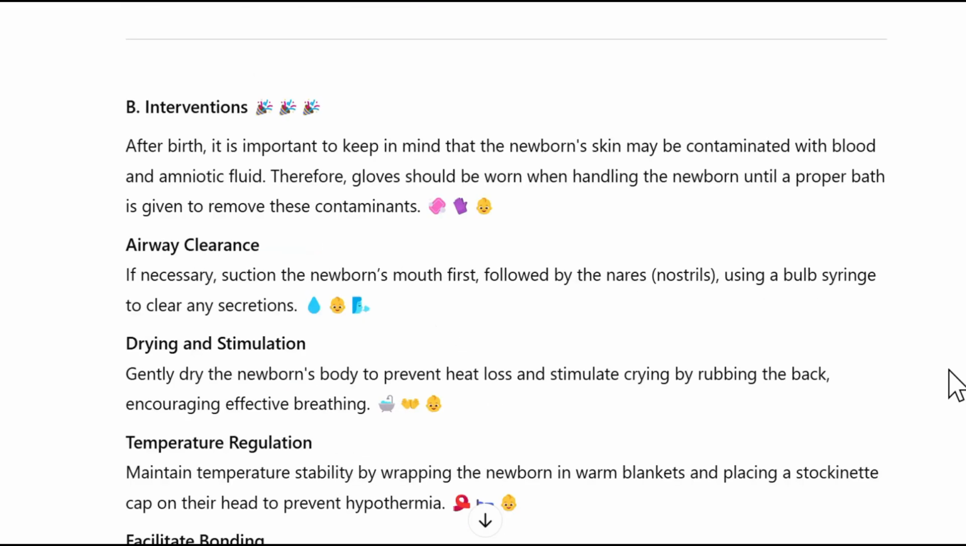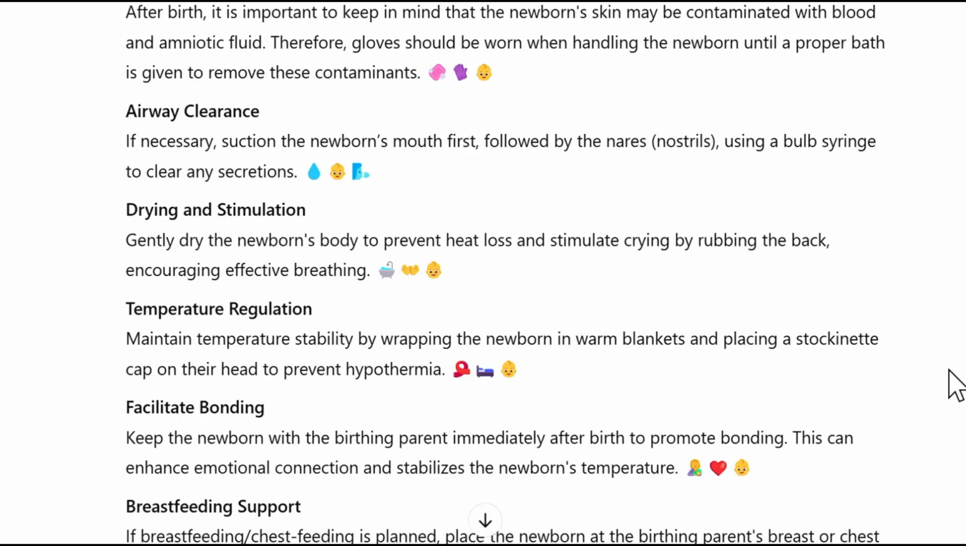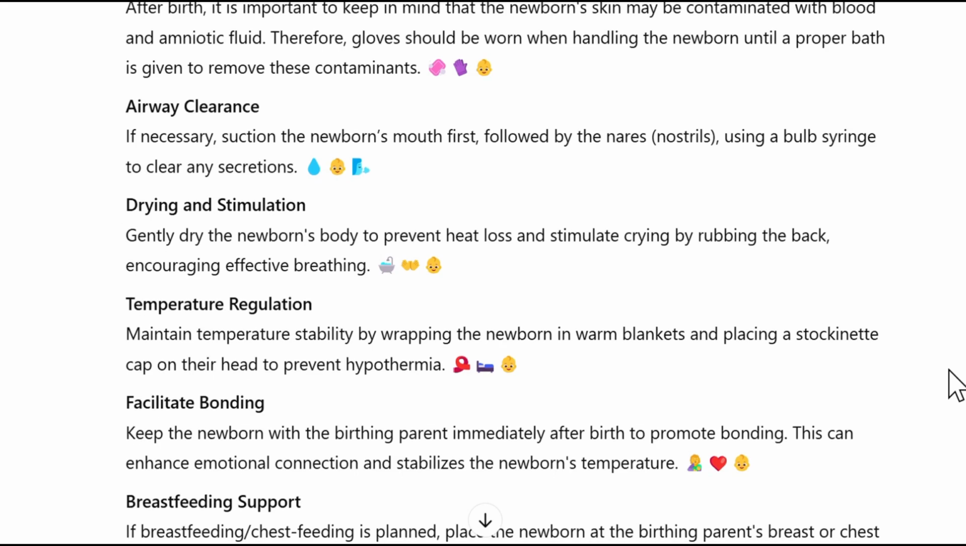After birth, it is important to keep in mind that the newborn's skin may be contaminated with blood and amniotic fluid. Therefore, gloves should be worn when handling the newborn until a proper bath is given to remove these contaminants. Airway clearance. If necessary, suction the newborn's mouth first, followed by the nares, nostrils, using a bulb syringe to clear any secretions.